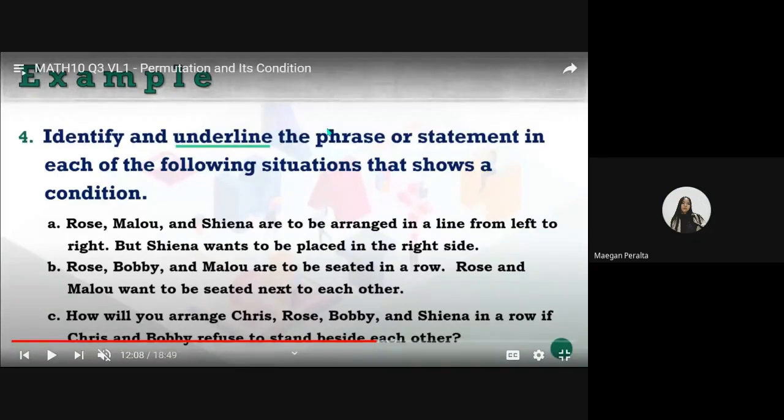Yung bandang Sheena wants to be placed in the right side po. Right, correct. Letter B. Rose, Bobby, and Malu are to be seated in a row. Rose and Malu want to be seated next to each other. Letter B po. Correct. Letter C.